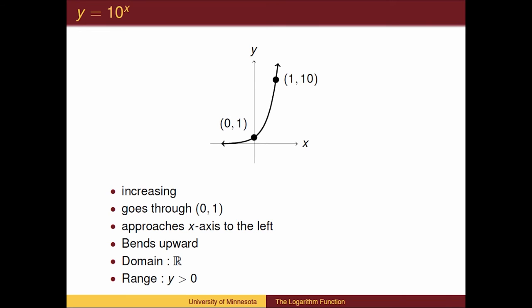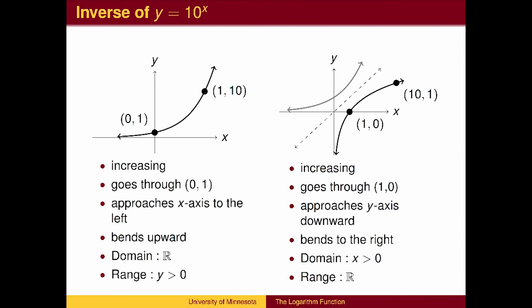Here again is the graph of the exponential function y equals 10 to the x. We get the graph of the logarithmic function by reflecting this across the line y equals x. Each of the properties we had for the exponential function now reverses the roles of x and y. The exponential function went through the point (0, 1), so the log function goes through the point (1, 0). The exponential function approached the negative half of the x-axis from above, that is, from the positive side. The log graph approached the negative half of the y-axis from the positive side, that is, from the right.